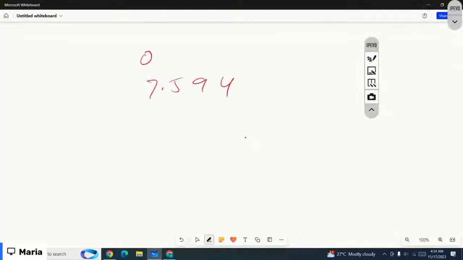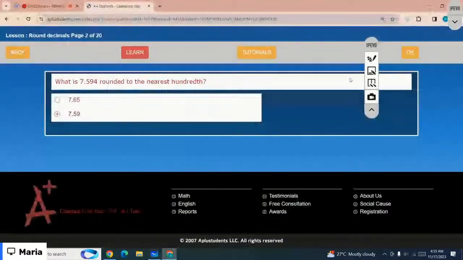This is the digit that is at the ones position. This is at the tenth. This is at the hundredth, and this is at the thousandth. So the hundredth digit is 9. The next digit after 9 is 4. 4 is less than 5. You have to round on the same digit, so it would be rounded off to 7.59. Got it? The correct option is 7.59.